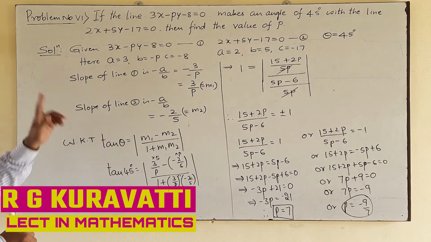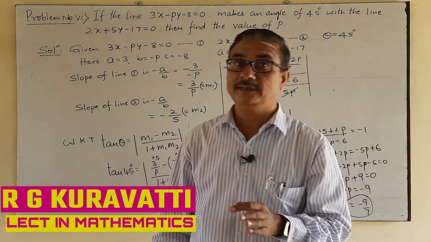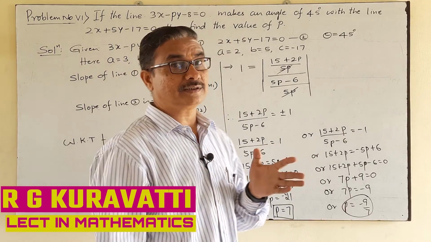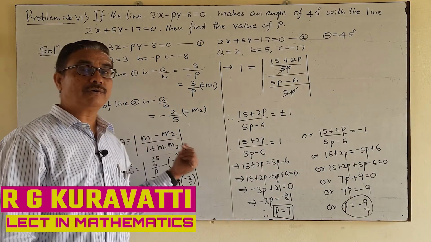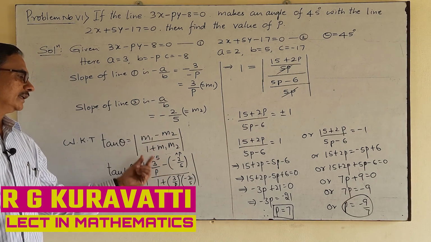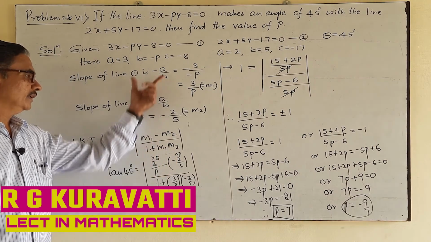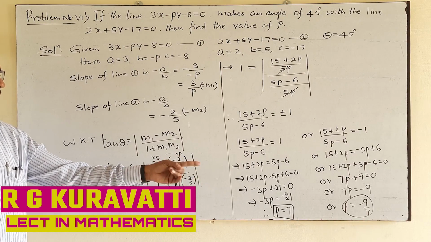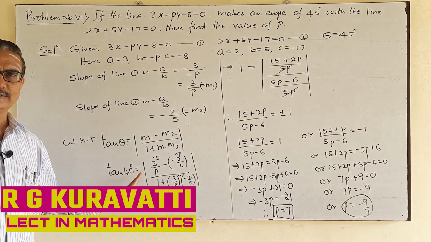Okay students, so remember the formula for the angle between two lines. The derivation may be asked in the final exam. It is an important result. You should practice the derivation. So remember, the formula for the angle between two lines is given by modulus of (m1 minus m2) by (1 plus m1 m2). Substituting the values, go on and simplify. So the p value is 7 or minus 9 by 7. Clear students? Thank you.